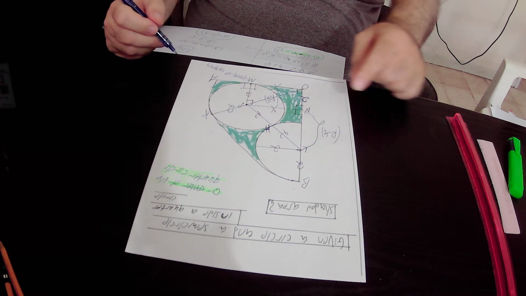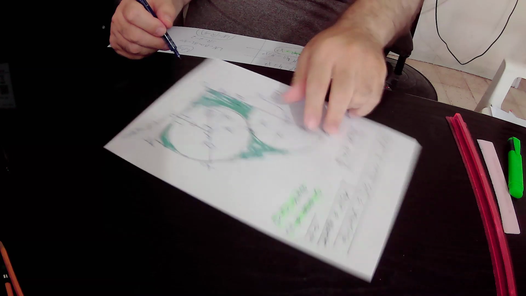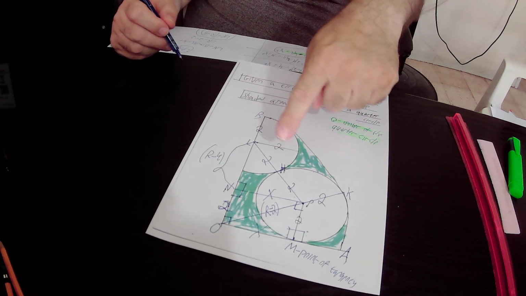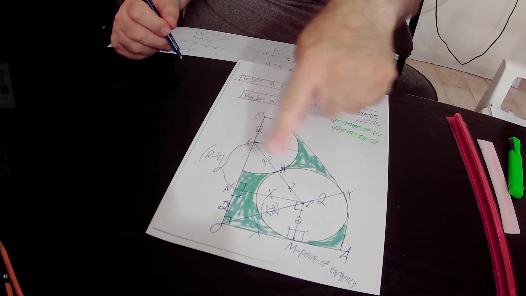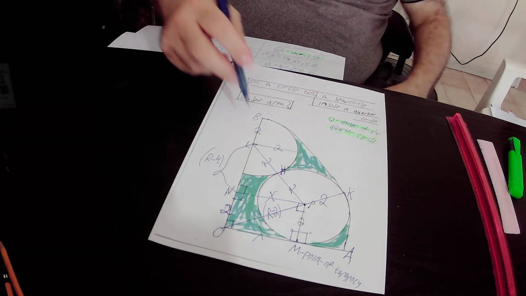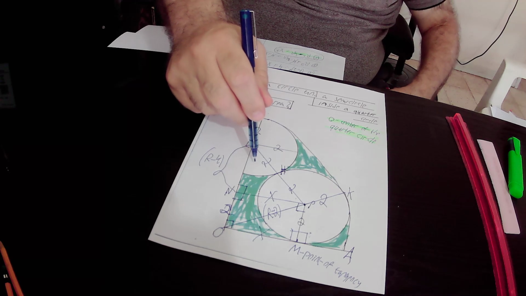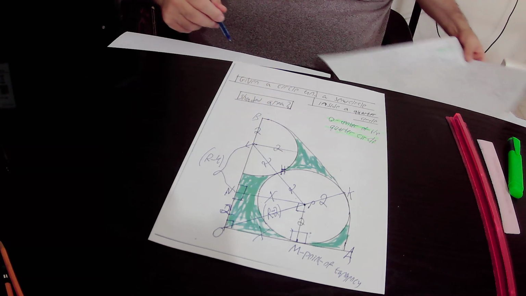Now we will implement the Pythagoras theorem on the right triangle, triangle LNP. This angle equals 90 degrees according to our construction. So I will copy the right triangle LNP onto a new page and we will implement the Pythagoras theorem on this triangle.